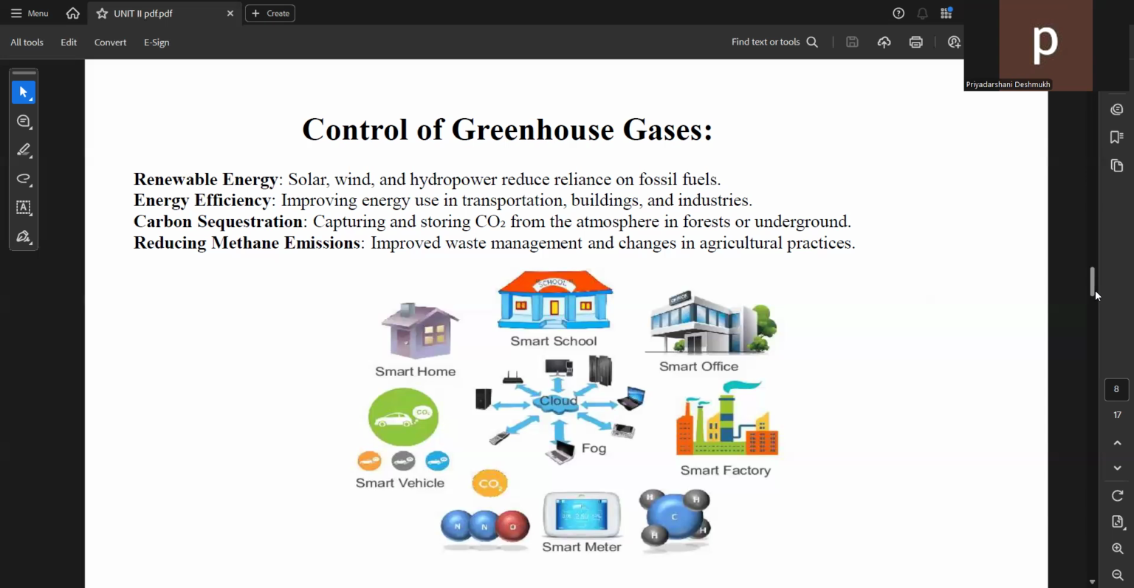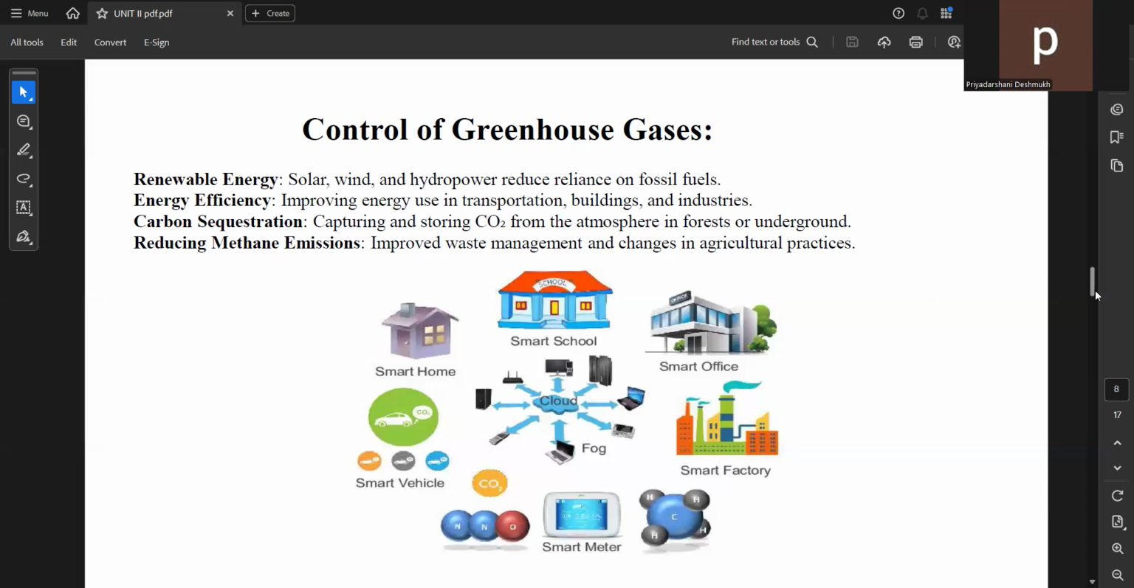The next is transport and the building industries. We can use improved energy efficiency and carbon sequestration. Now the next is capturing and storing of CO2 from the atmosphere in the forest or underground. Nowadays, the CO2 is getting converted into biofuels or fuels. This is one of the researches going on. So we should convert this CO2 into a useful form, since CO2 is the main cause of the greenhouse effect. So it helps us to minimize the global warming.